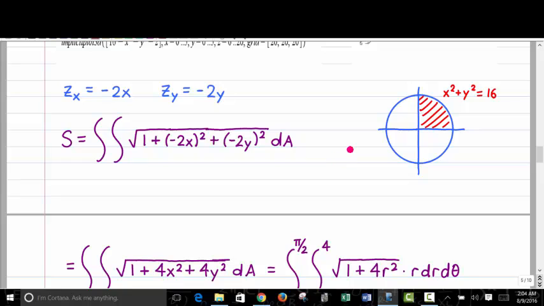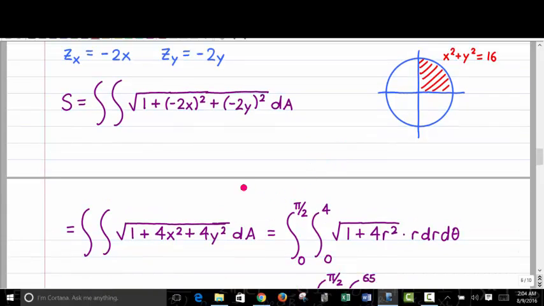So there you got 4x squared plus 4y squared. All right, the region of integration certainly lends itself to being polar, of course. So we have a circle of radius 4, r from 0 to 4, and then we're only covering the first quadrant, so it would be 0 to 4 and theta from 0 to pi over 2.